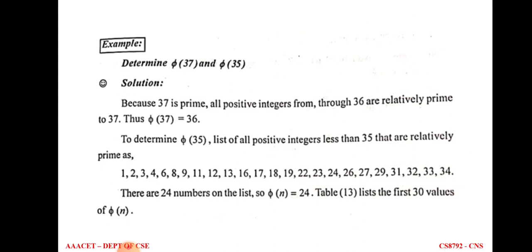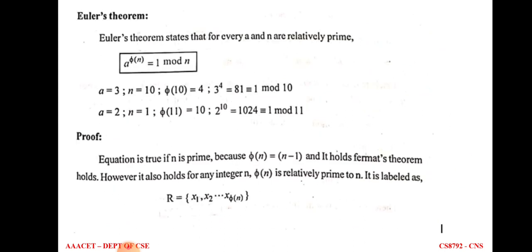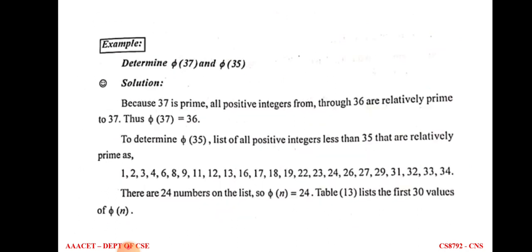So the next one is Euler's theorem. Before going into Euler's theorem, you should know what the Euler totient function is, because Euler's theorem is stated as a to the power phi of n is congruent to 1 mod n. So the power value is phi of n. Phi of n is nothing but the Euler totient function. We have already done that, so just to recall, the Euler totient function is denoted by phi of n.